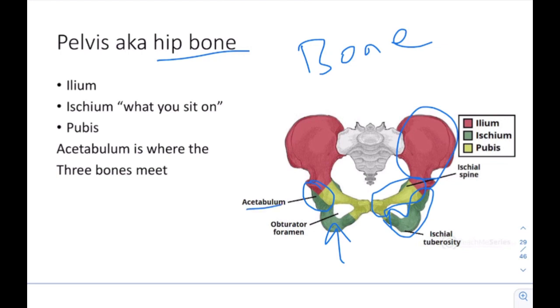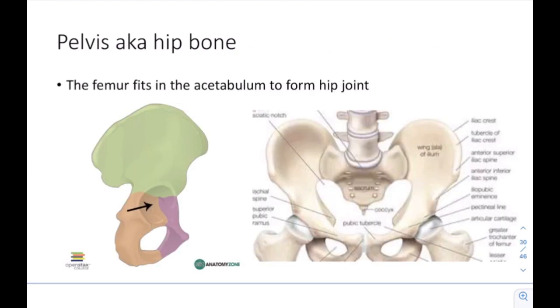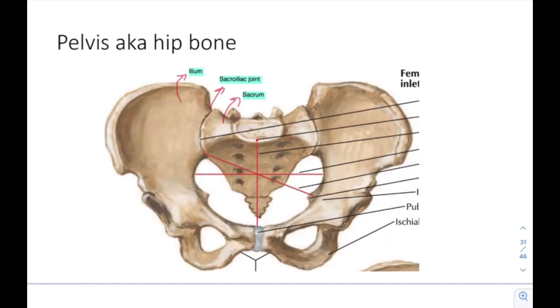This is where the hip joint is located, and we're going to talk about it now. So the femur fits in the acetabulum to form the hip joint. So right here, this is the acetabulum, and this is the femur. The head of the femur articulates right here to form the hip joint. So the head of the femur attaches to the acetabulum to form the hip joint.